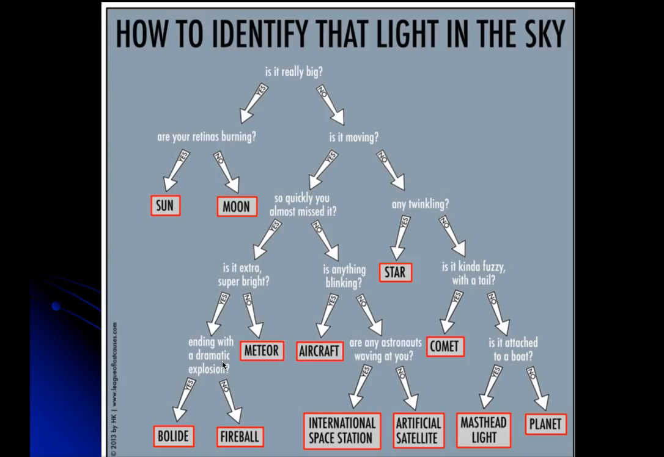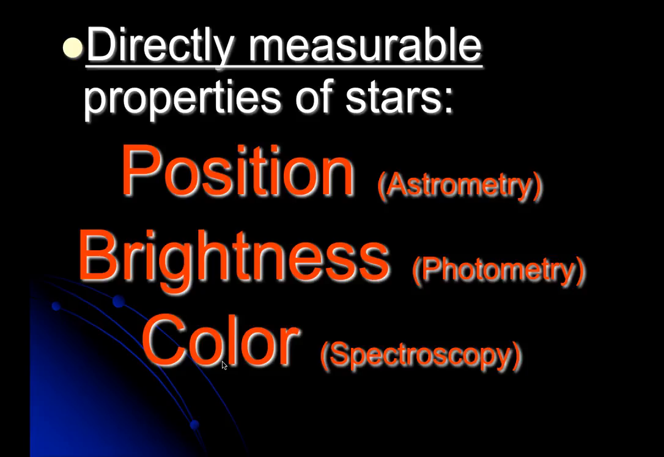So how do we identify that light in the sky? Well, we've seen this chart before. In particular, the way I want to use it this time is I want you to think about the lights that you see in the sky and where they are relative to your position in the sky. So when it comes to stars, there are only three things that we can measure directly from them. Everything is dependent upon these three measurements we can take.